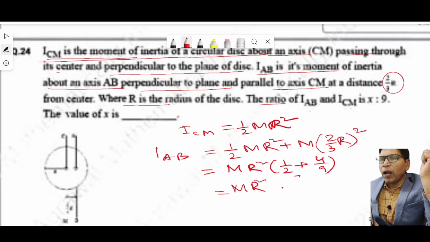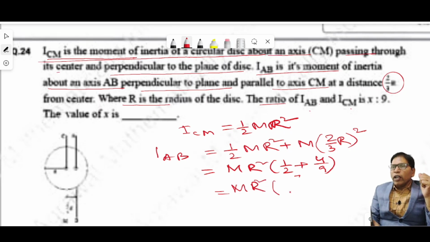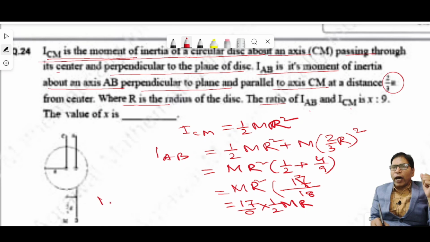Plus, now look at this, this is m r square into 4 by 9, so the LCM is 18. Now 9 plus 8, so this is 17. Now look at this, this is 17 by 9 into half m r square, that is the ICM. Therefore IAB divided by ICM equals 17 is to 9. Therefore, the answer is 17.